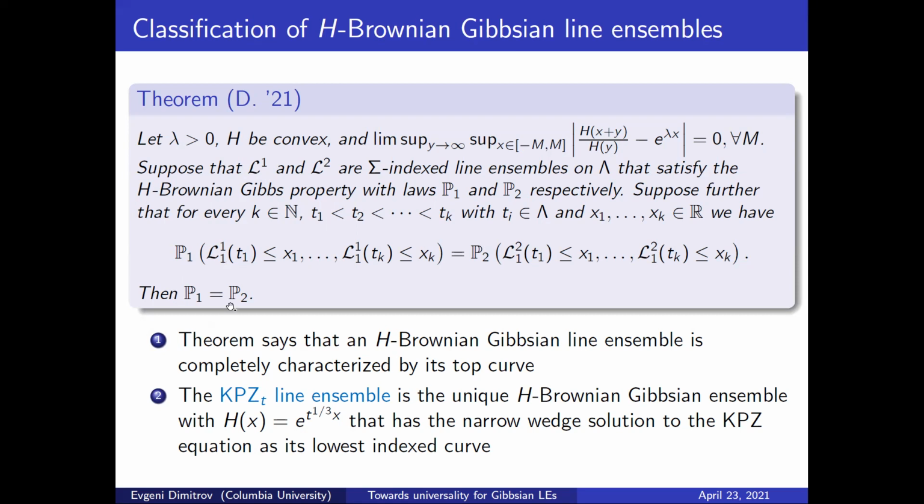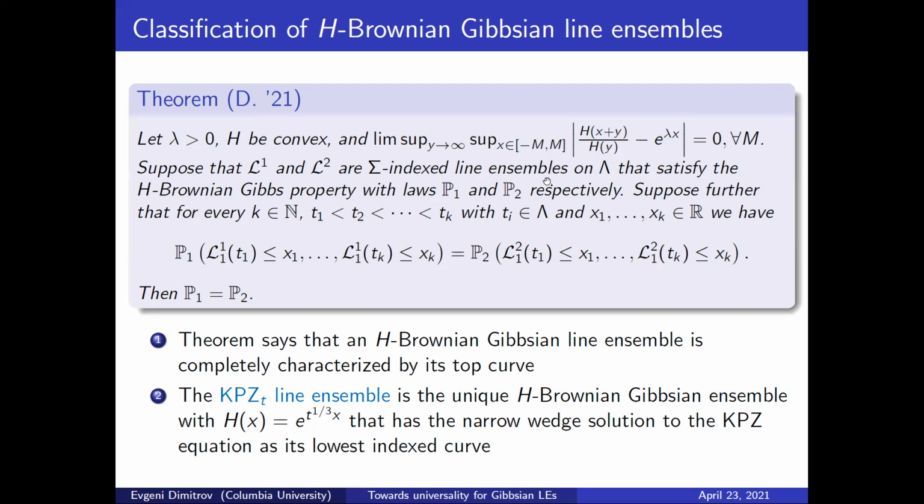Now, this is going to be true if you make certain assumptions on the function H, on this interaction Hamiltonian. One of these assumptions is that H needs to be convex. And the second condition is a certain quantified statement that this function needs to grow like an exponential function near infinity, for some positive lambda. In particular, if H is equal to e to the lambda x, this ratio is going to be identically equal to e to the lambda x, and so this difference is going to be identically equal to 0. But by having such a statement, we can handle more complicated interaction Hamiltonians than just the exponential.